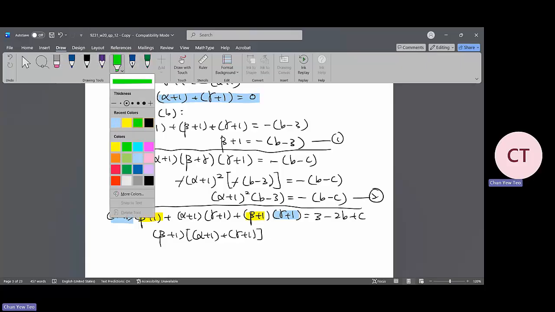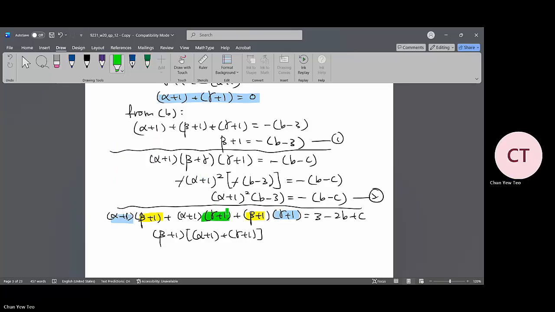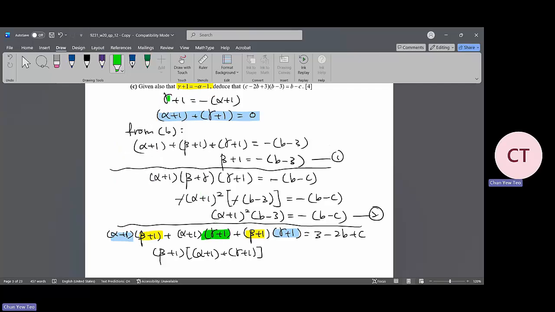And then because of this result, you will get negative alpha plus 1 squared is equal to 3 minus 2b plus c. Then this whole thing will be a 0. So you get negative alpha plus 1 squared is equal to 3 minus 2b plus c.